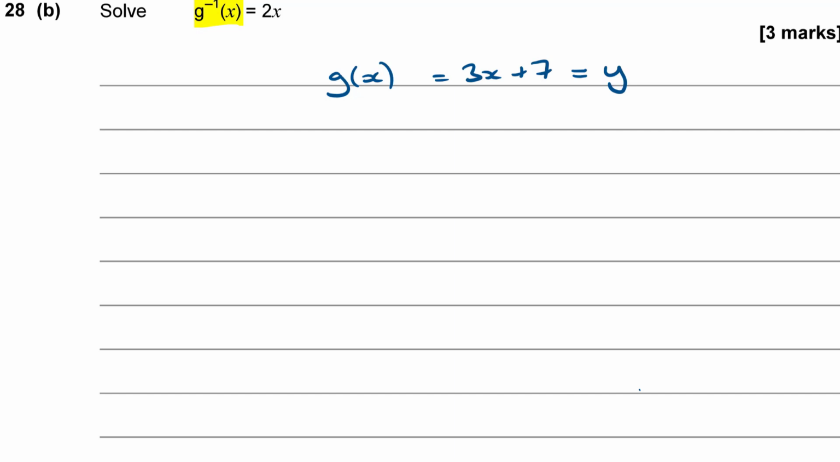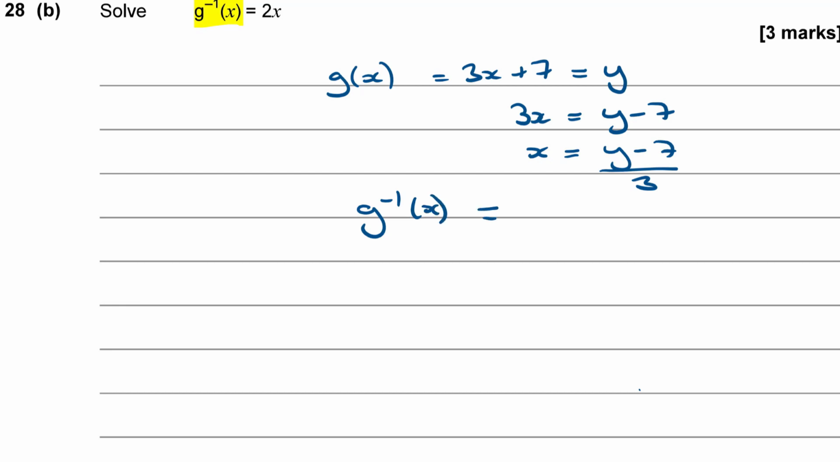So 3x plus 7 is equal to y. Let's subtract 7 from both sides. You get 3x is equal to y subtract 7. Then dividing both sides by 3, I get x is equal to y minus 7 over 3. So I've made x the subject. From that, I can tell that the inverse function g to the minus 1 of x is going to be equal to this expression, y minus 7 over 3, rewritten with that y replaced back with an x. So I'm going to write x minus 7 over 3. That's my inverse function g to the minus 1 of x.